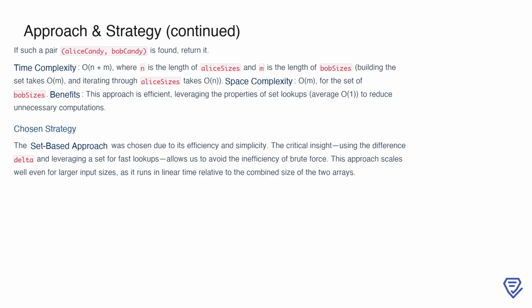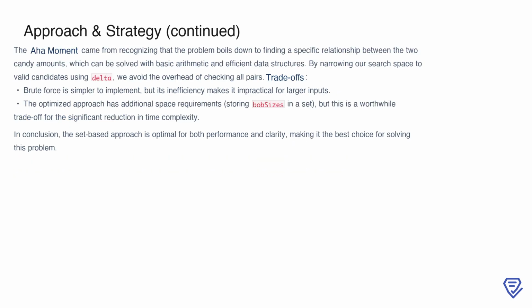This method is highly efficient because it avoids the exhaustive comparisons of the brute force approach. By leveraging the average O(1) lookup time of sets, we ensure that the algorithm scales well even for large inputs. The optimized approach is not only faster but also clearer, as it directly targets the problem's mathematical structure. The critical breakthrough in solving this problem was recognizing that it can be reduced to finding a simple arithmetic relationship between the candies that Alice and Bob exchange. By using delta to define this relationship, we narrow the solution space to only valid candidates and avoid unnecessary computations.